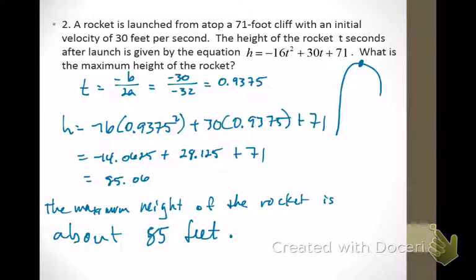We were talking about Pat McAfee kicking a football and some other things as well, throwing a shot put. So this should not be brand new, but it's been a little while since we've seen it. Sometimes you're going to have to come up with this function yourself. So you're going to have to remember that the format of this function is h equals negative 16t squared plus vt, where v is the initial velocity, plus s, where s is the initial height.